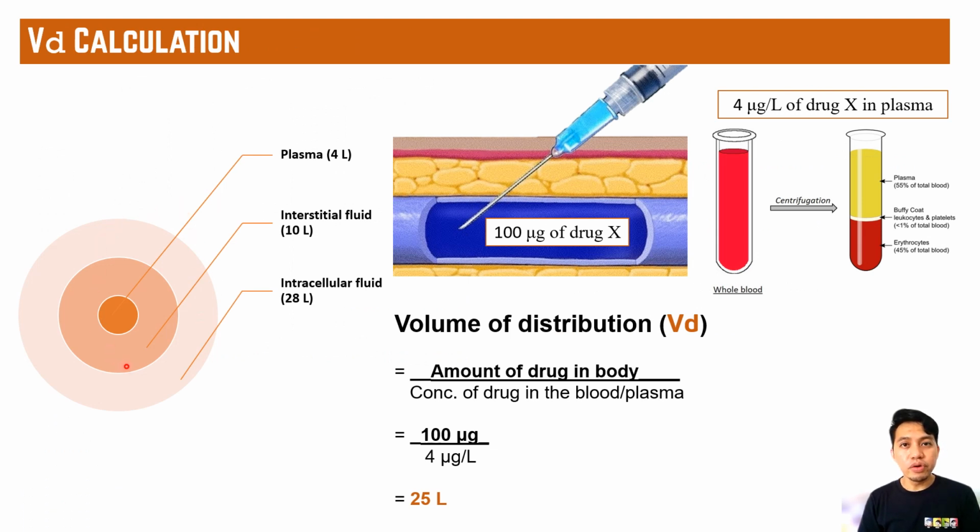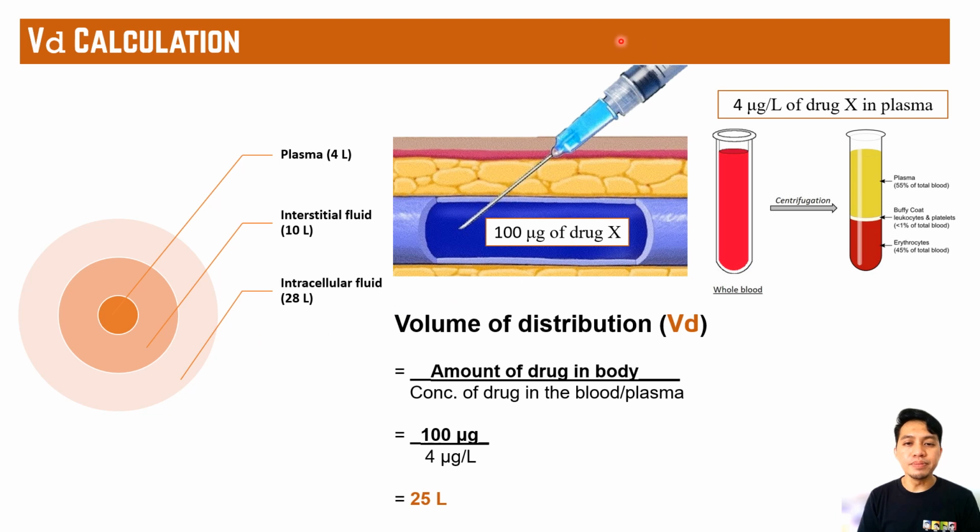As I mentioned before, drugs may distribute into plasma or any of these compartments, whereby the drug will definitely be in the plasma and can be distributed to the interstitial fluid as well as the intracellular fluid. Our total body fluid is estimated at about 42 liters, of which 4 liters is in the plasma, 10 liters in the interstitial fluid, and the remaining 28 liters in the intracellular fluid.